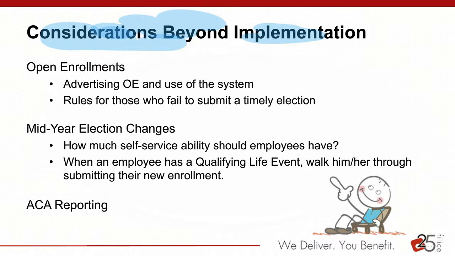Mid-year elections, qualifying life events, and new hires, that sort of thing. How much access should an employee have to self-service? I'm a firm believer that they should have access to all of their information. They should be able to go into self-service and make their qualifying life event change, because that is them saying, okay, I had a new baby, I need to enter it into the system.